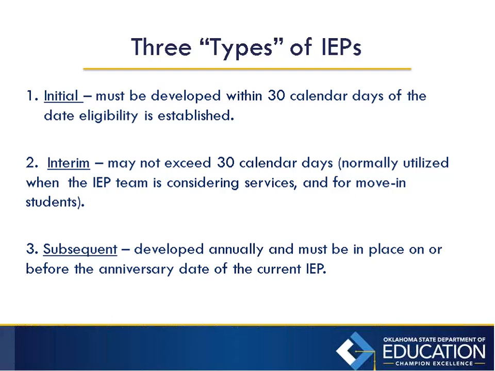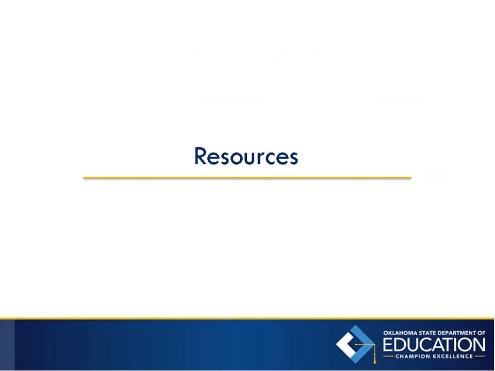This is so that the team can consider services. Typically, most likely, your major types of IEPs would be your initial IEP and your subsequent IEP, because a student is initially eligible, and then after that, a subsequent IEP is developed at least annually and can be offered to parents anytime that it would be requested.